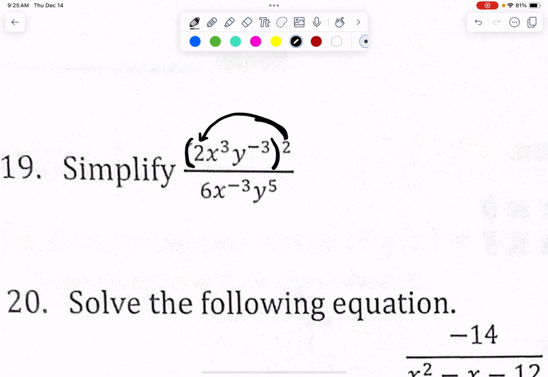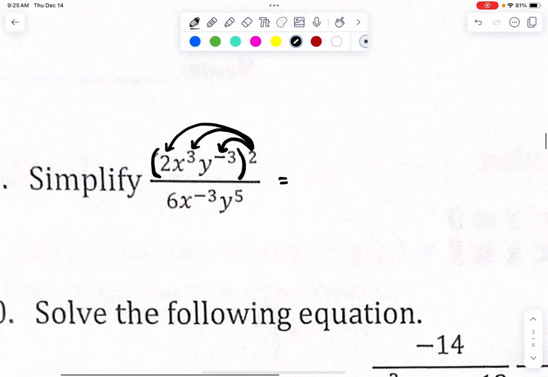And the main thing that happens when people are distributing this 2 through, they forget to square this 2. Don't forget to distribute the 2 to the 2 in front. You don't do it to just the exponents. So 2 squared is 4.